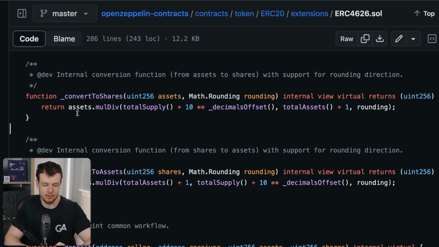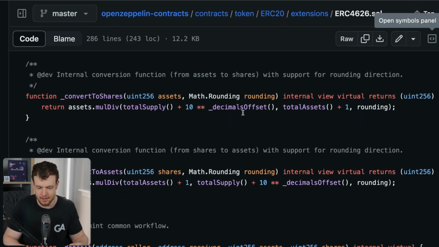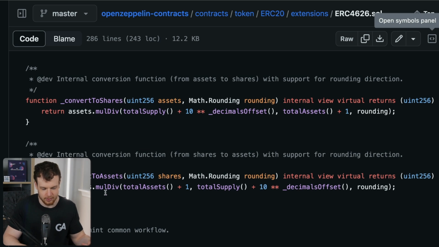So we'll notice that we still have the same general idea of taking an assets amount, multiplying it by the total supply amount, and then dividing it by the total assets, right? This is the same formula that we've been talking about. And of course, we have the inverse for the convertToAssets function, where it's just a shares amount times total assets divided by total supply.